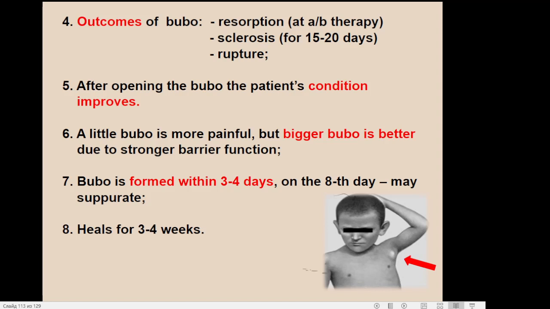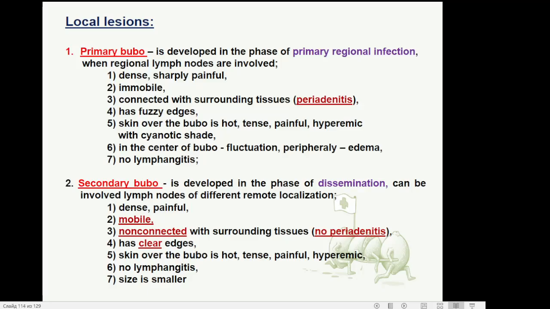The bubo is painful. Tissues around it are hyperemic with a blue tint. Tissues around the lymphatic nodes will be with edema. Subdivided into primary bubo; secondary bubo may develop due to dissemination, due to bacteremia. Secondary bubo is usually suspected in septic form.